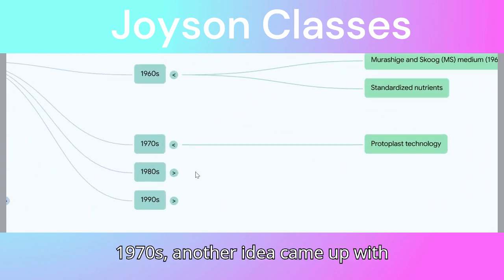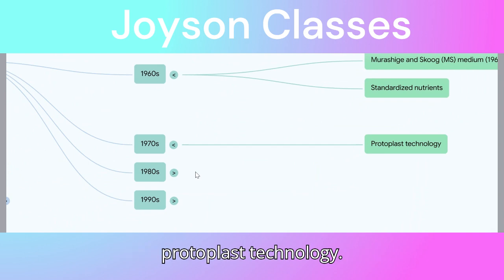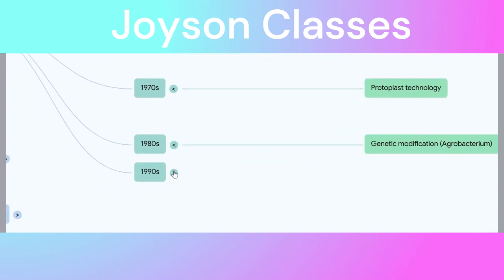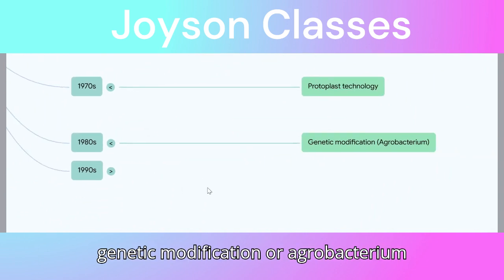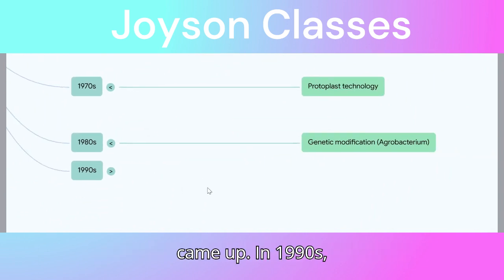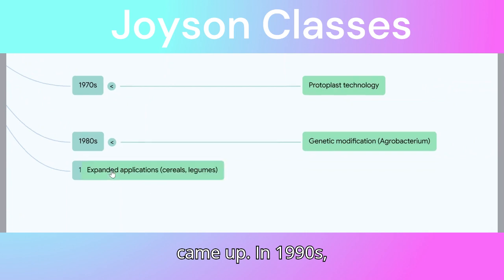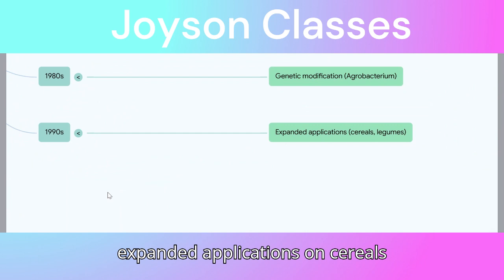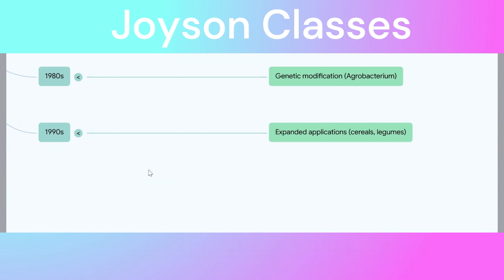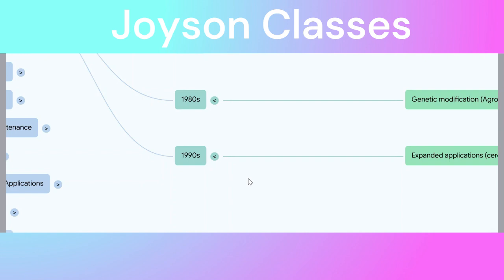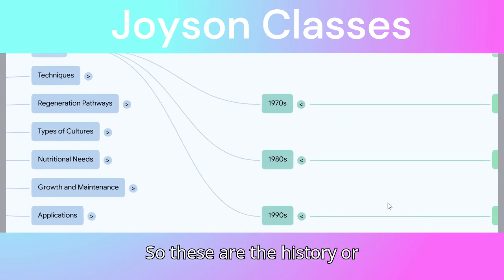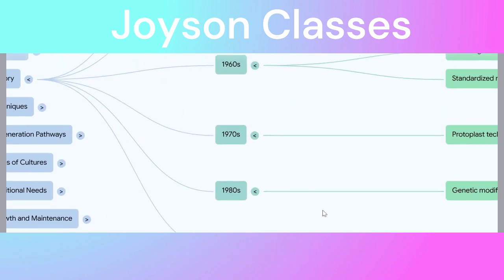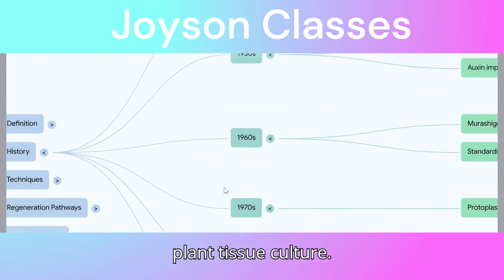In the 1970s, another idea came up with protoplast technology. And in the 1980s, genetic modification with Agrobacterium came up. In the 1990s, applications expanded to cereals and legumes. So these are the history or background of plant tissue culture.